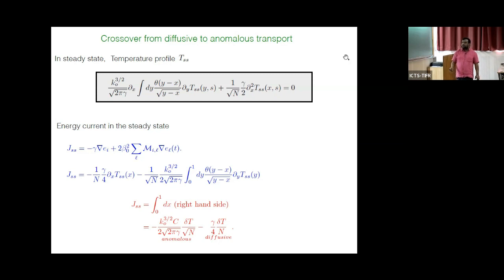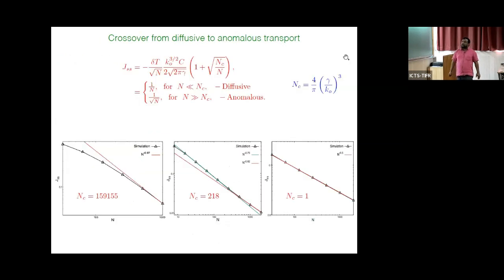In the leading order, you get an anomalous contribution, which is 1 over square root n, and then the diffusive correction. You can actually find the constant C explicitly by finding the temperature profile. This expression you can write in this form, and you can identify, similar to the previous case, a length scale. From this, you can see that when n is much smaller than nc, this current will scale with system size as 1 over n. But when n is larger than nc, it will scale as 1 over square root n.